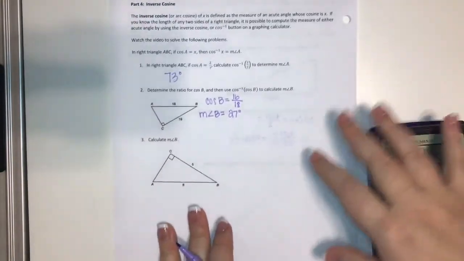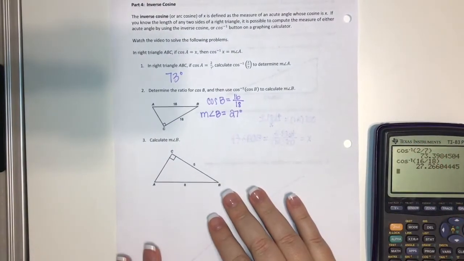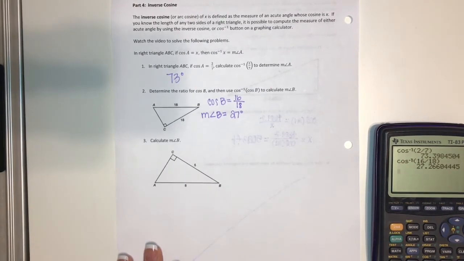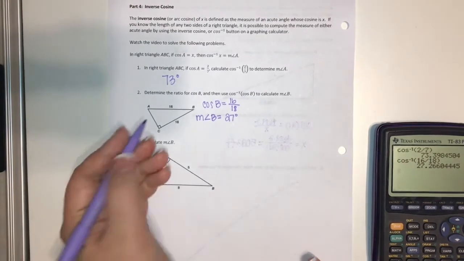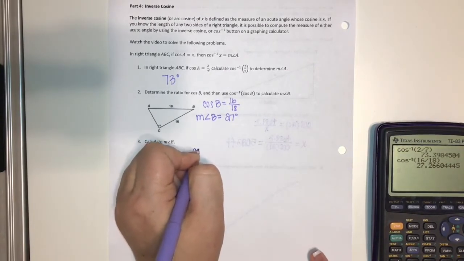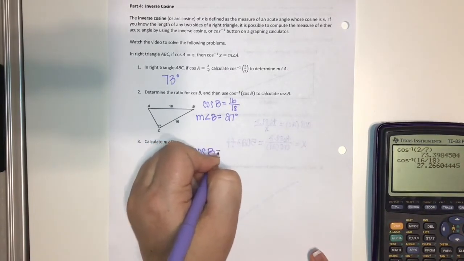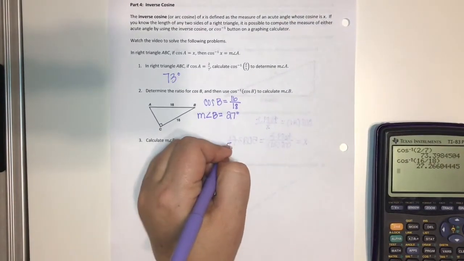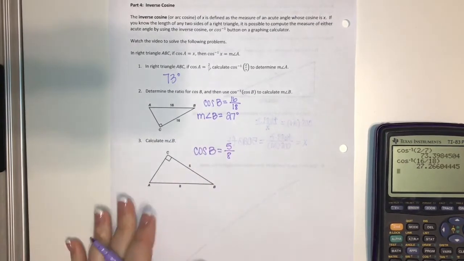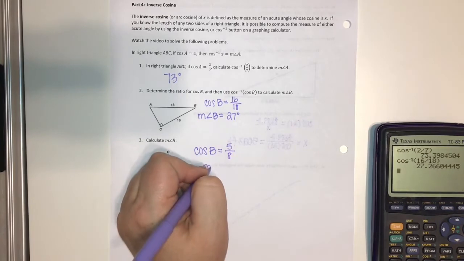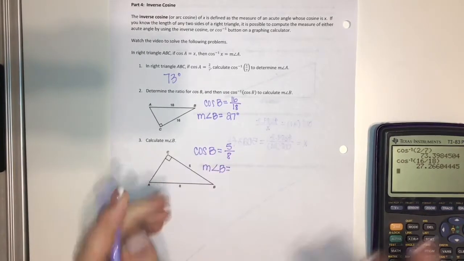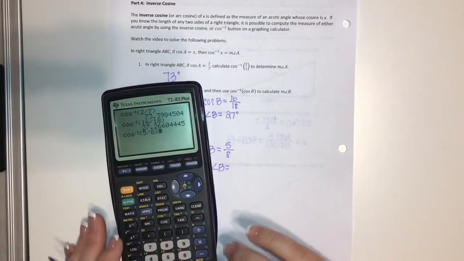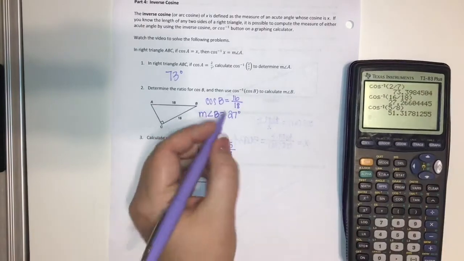So now in number 3, it doesn't actually have us set it up first. It just says calculate the measure of angle B. If you're really good and you've got this figured out in your head, you can just stick it in your calculator. But let's go ahead and set up our cosine of B. So the cosine of B is the adjacent, which is 5, over my hypotenuse, which is 8. Now, again, in my calculator, I'm going to do the inverse cosine of 5 over 8, which gives me an angle of 51 degrees.